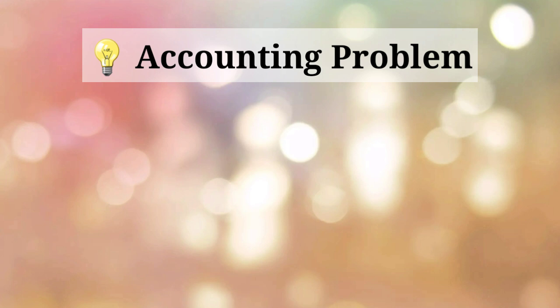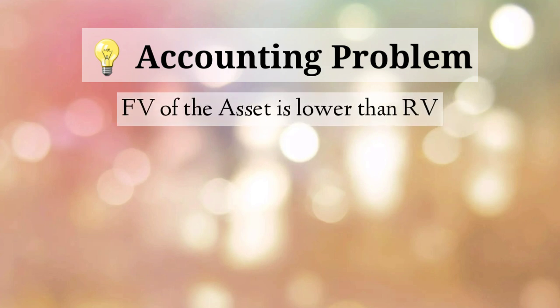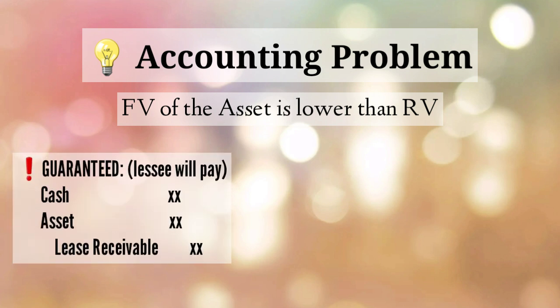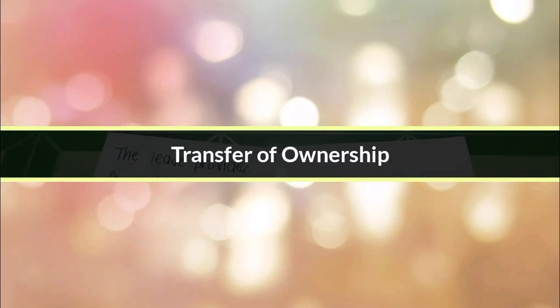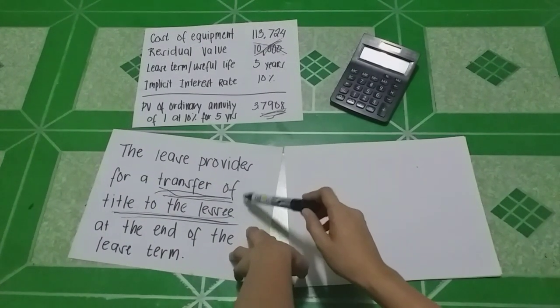Kapag ni-revert yung asset held under a finance lease to the lessor, posible magkaroon ng accounting problem kapag yung fair value ng asset na yon ay mas mababa kesa sa residual value. So, under the guaranteed scenario, the lessee will pay for the difference by debiting a cash account. Under the unguaranteed scenario, the lessor shall recognize a loss for the difference by debiting a loss on finance lease account.